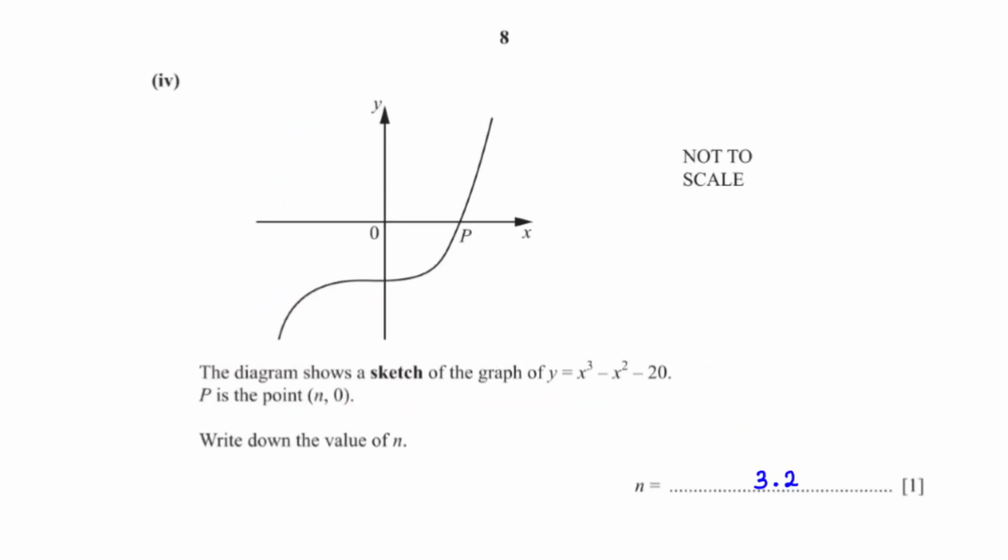The diagram shows a sketch of the graph y equals x cubed minus x squared minus 20. P is the point (n, 0). Write down the value of n. At point P, y is 0. So when we substitute y equals 0 into the equation, we have x cubed minus x squared minus 20 equals 0. Remember, we've already solved this equation in the previous question and we got x equals 3.2. This means n is also equal to 3.2.